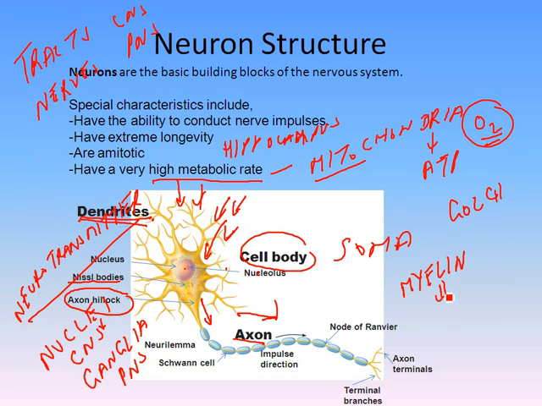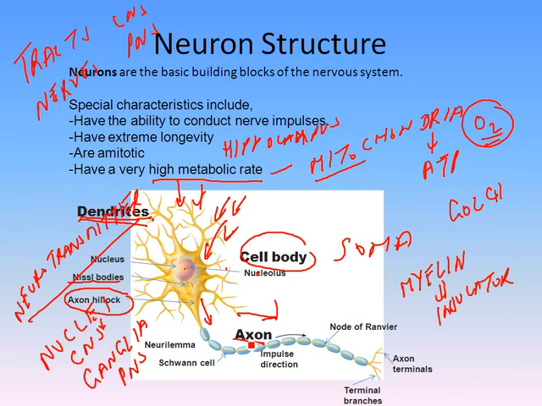And this myelin will act as an insulator. These myelinated axons transmit information faster than other neurons. We'll talk about how and why in a short period of time.